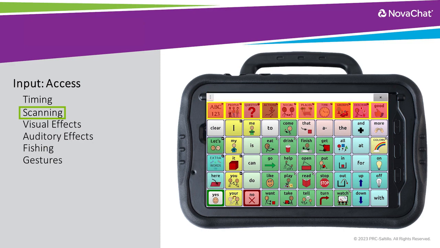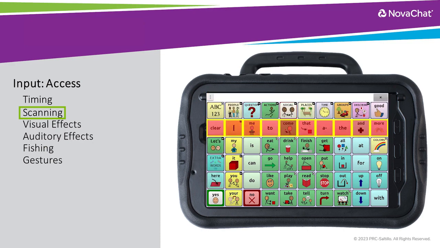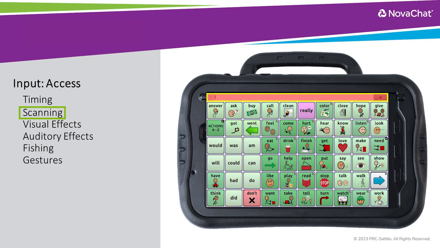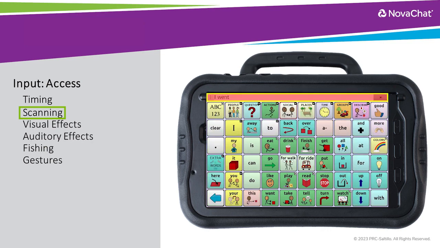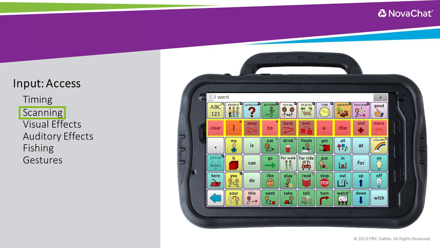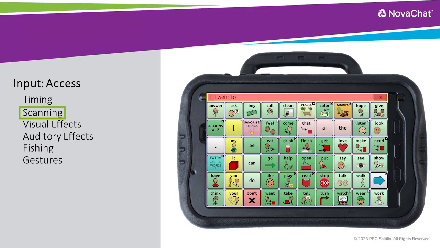A row column scan pattern will first highlight and scan through each row of buttons, beginning with the top row and moving down the screen. When the row that contains the button you want is highlighted, activate the switch to select that row. The scan will then step through each button from left to right across each column on the screen. When the button you want is highlighted, activate the switch to select.